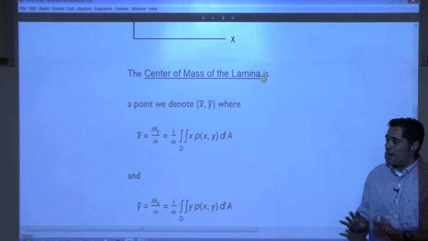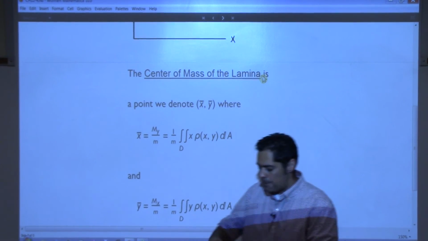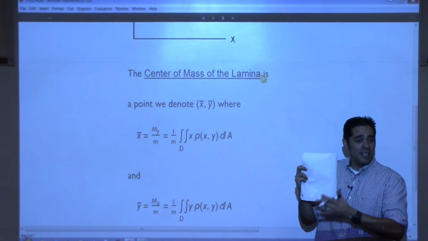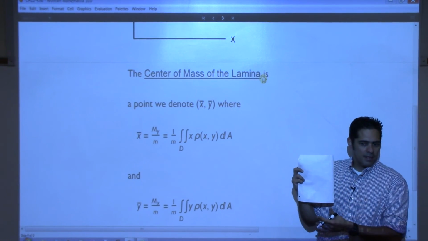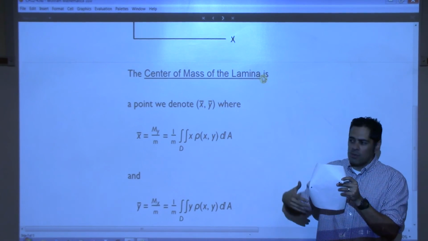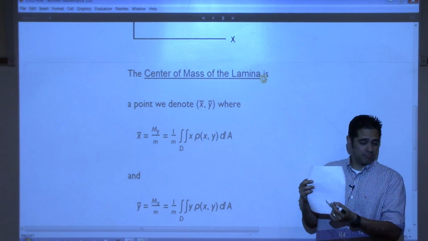Especially if the lamina does not have the same density throughout. Like if you have a flat sheet of paper like this, a rectangle, and it's homogeneous, which means the density is always the same, the center of mass is pretty obvious, right? It's just the center of this. But if this is no longer homogeneous, then the center of mass could be just about anywhere, right?